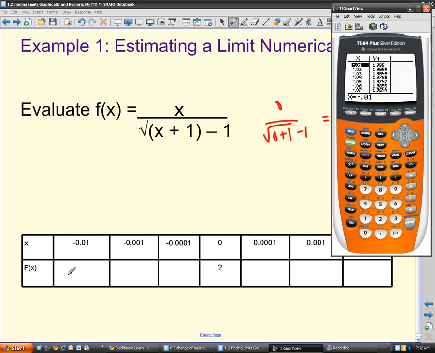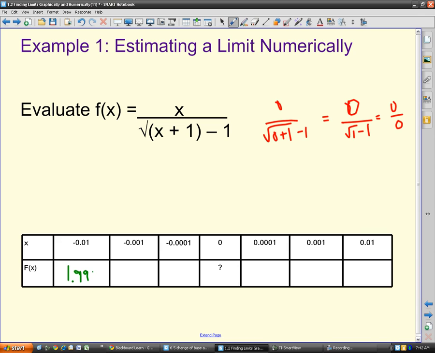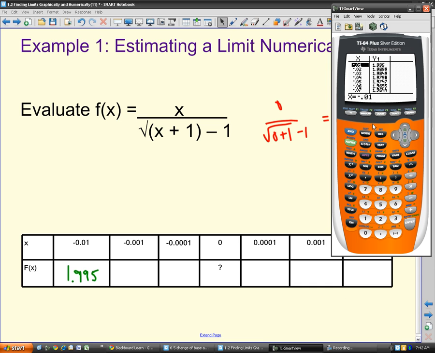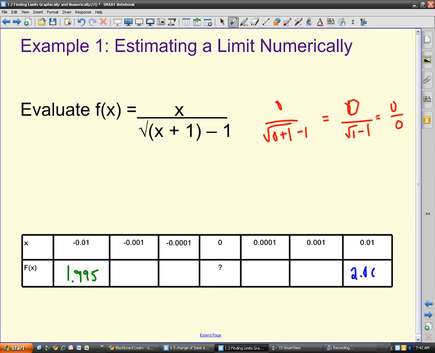If I go to the other side and go to positive 0.01, I'll just arrow up here. There it is, positive 0.01. You can see there's still an error at 0, so we don't know exactly what's happening. At positive 0.01, it looks like it's 2.005. Alright, so now let's make it easier on ourselves.